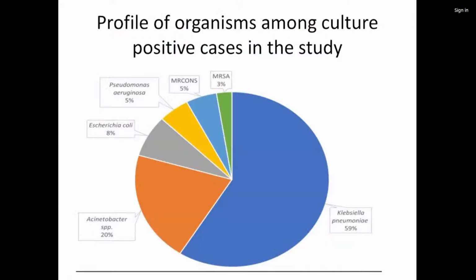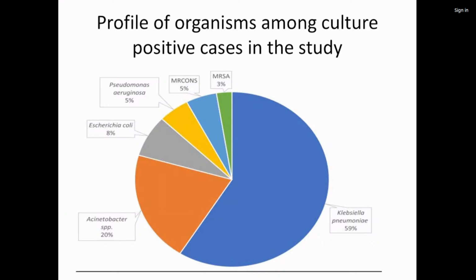Next, among the enrolled neonates, 49%, around 39 out of 80, had culture positive sepsis. Of the remaining 41, 26 had screen positive sepsis and 15 had clinical sepsis. Most commonly seen were gram-negative organisms, in which Klebsiella pneumoniae was the most common isolate, followed by Acinetobacter, then E. coli, Pseudomonas, CoNS, and MRSA.